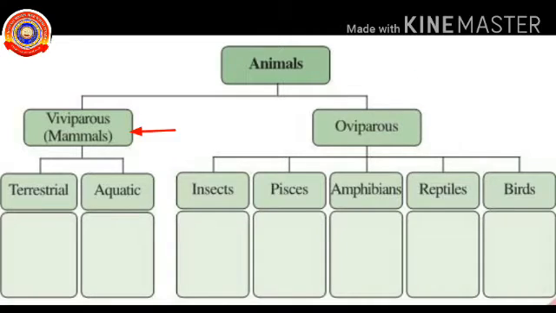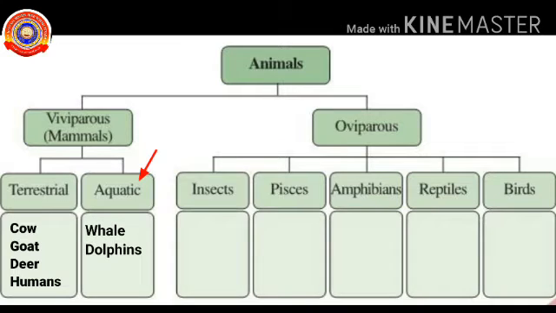Viviparous means mammals which give birth to young ones and feed milk. This can be again classified into two, terrestrial and aquatic. Which are the mammals that can live only on land areas? Yes, you are right. Cow, goat, deer, humans, etc. are examples of terrestrial mammals. Do you know which are the aquatic mammals? Yes, whale and dolphins are examples of aquatic mammals.